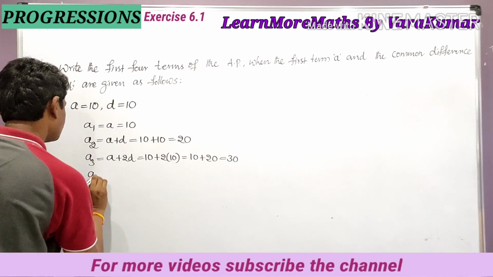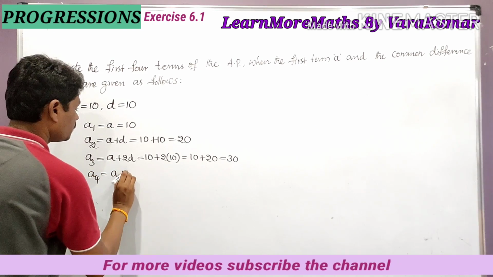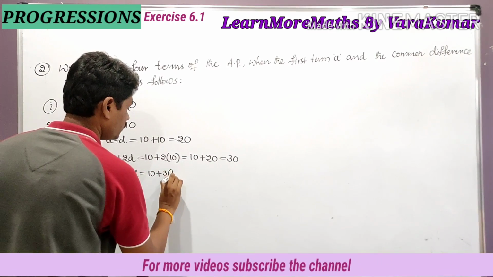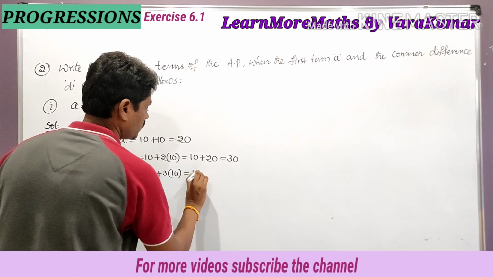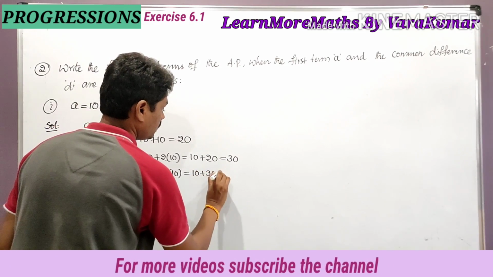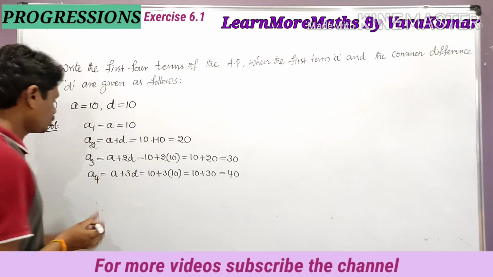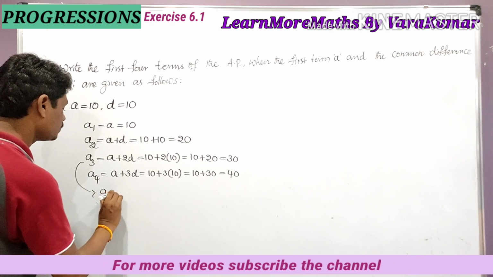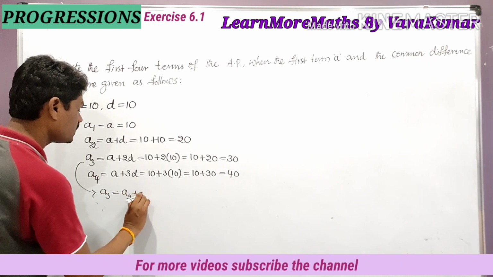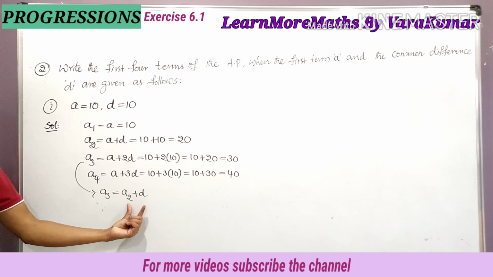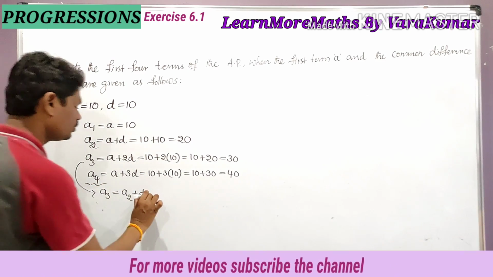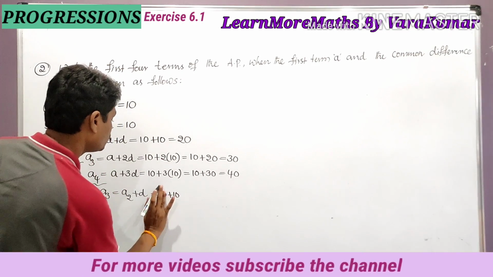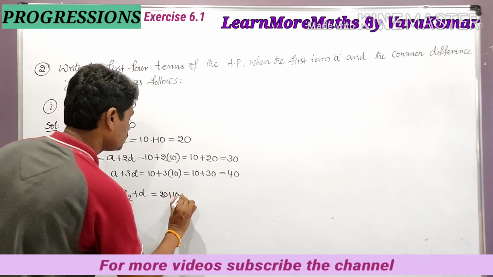So the fourth term, a4 is equal to a plus 3d, that is a value is 10 plus 3 into d value is also 10, student. 10 plus 3 into 10 is 30. 10 plus 30 is 40. So student, a3 we can also find like this: a3 is also equal to a2 plus d. a2 is 20 and d is 10, which is 30.